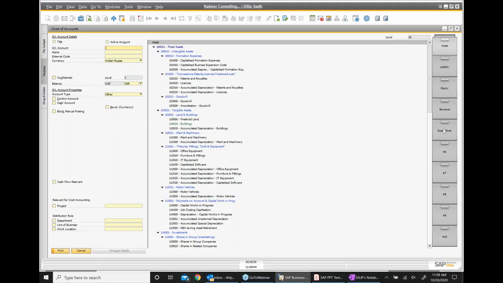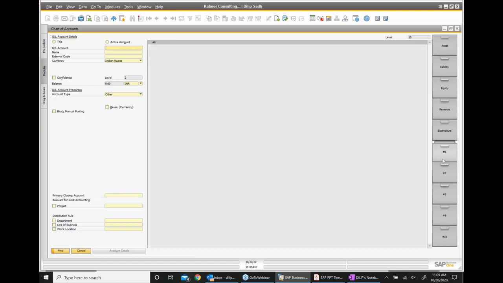Not many people do, but if you want to, you can. You have a choice. But these 5: asset, liabilities, equity, revenue, expenditure. In most companies, these 5 categories are prerequisite and mandatory. But apart from that, if you see number 6, 7, 8, 9, 10, these are a total of 10 drawers.